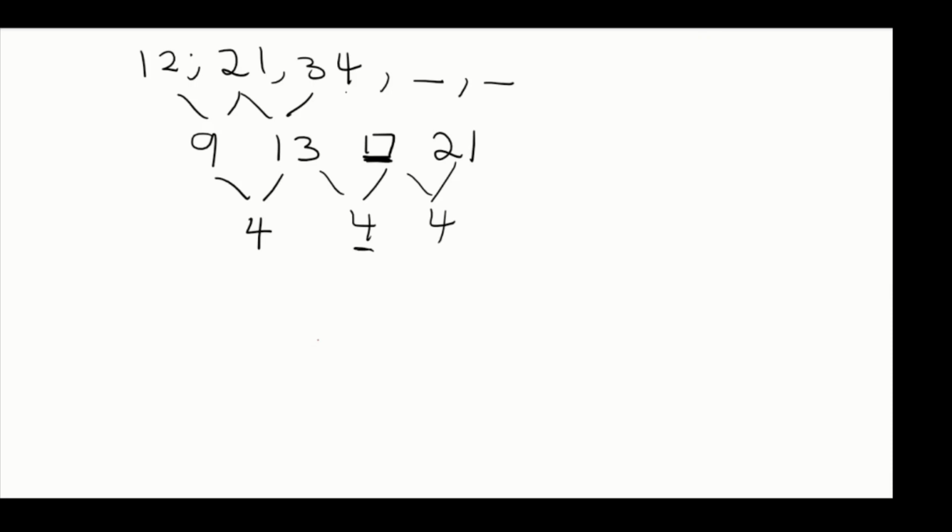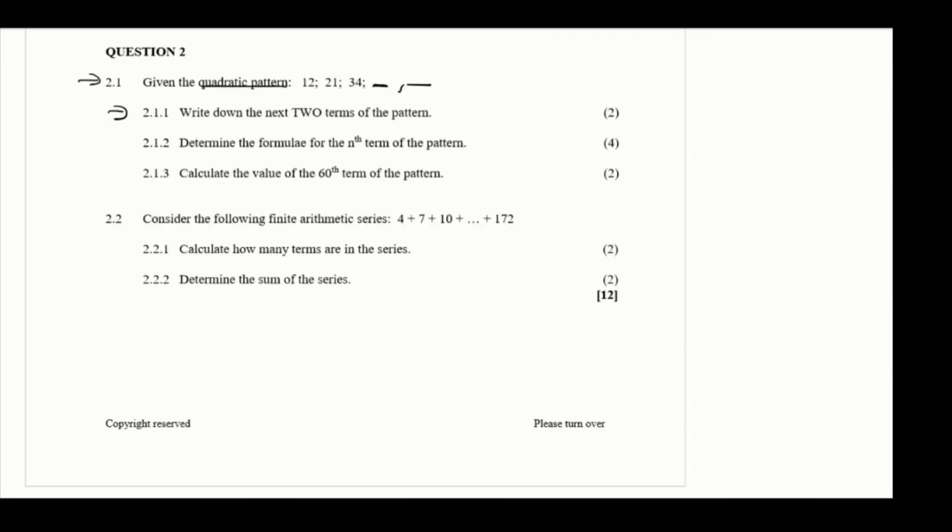So now to find the next term, which is this one here, we're going to say 34 plus 17. It should give you 51. And 51 plus 21 should give you the following term, which is 72. So these are the next two terms of the sequence.